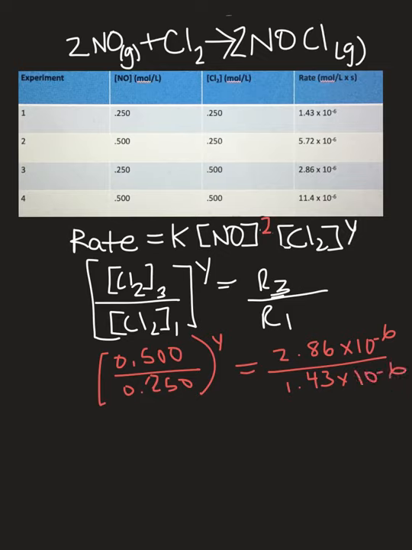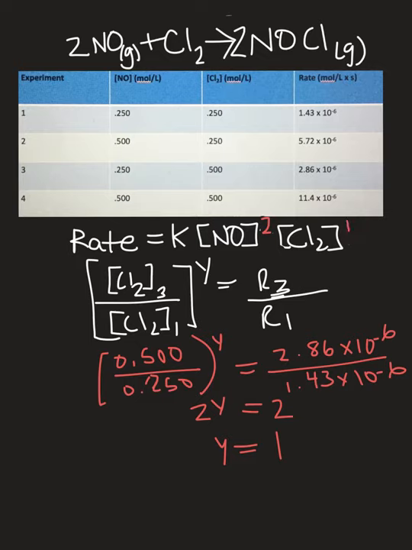So now we can solve for both sides. So we end up with 2 to the y is equal to 2. We know that 2 to the exponent of 1 gives us 2. So this y will be equal to 1. So now we're ready to go back up to our general rate law and exchange the value for our y. So I'm going to do that.